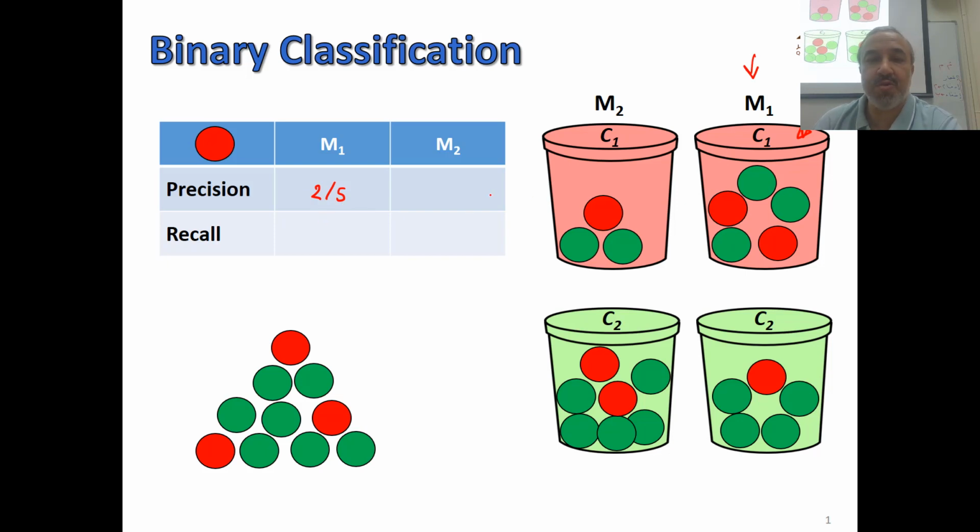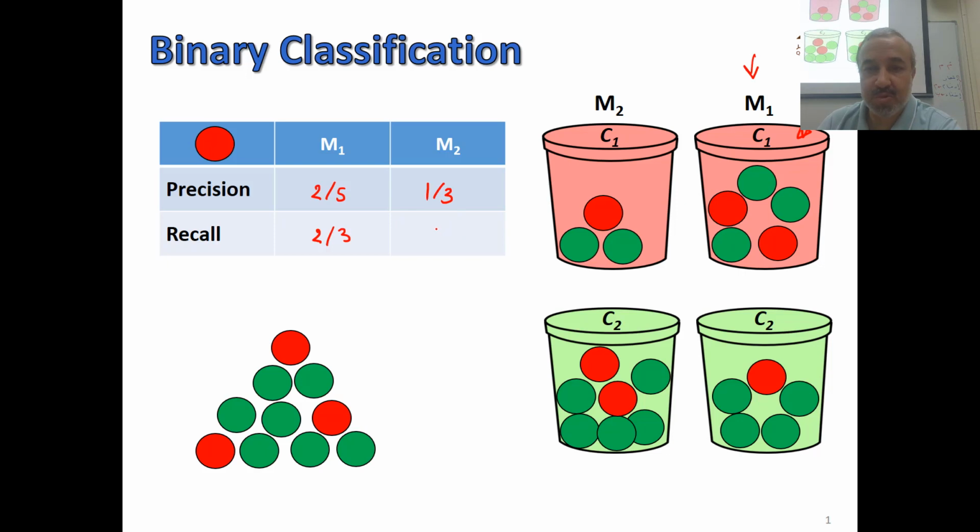Okay? How about M2? 1 over 3. We have 3 predicted as positive. 1 of them only is actually positive. Right? Do you agree? Any objections? How about recall for M1? How many are actually positive? 3. So we'll divide by 3. How many of them were predicted as positive? 2. Very good.